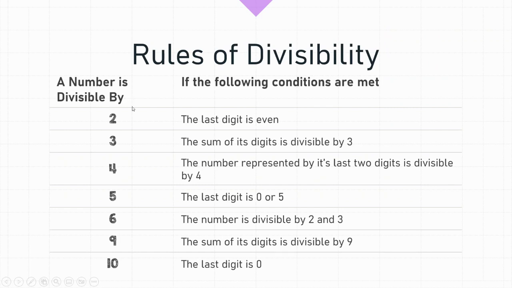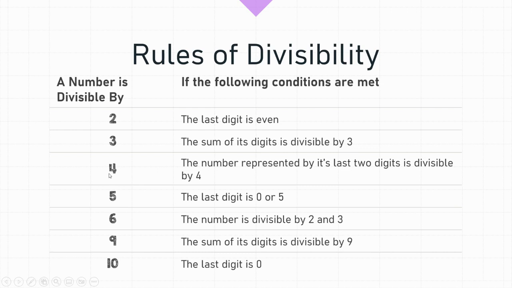by. So a number is divisible by 2 if its last digit is even, a 0, 2, 4, 6, or 8. It's divisible by 3 if the sum of its digits is divisible by 3. So sum means add up all the digits. So for example, the number 108, 1 plus 0 plus 8 is 9. So 108 is divisible by 3 because the digits add up to 9, and 9 is divisible by 3.